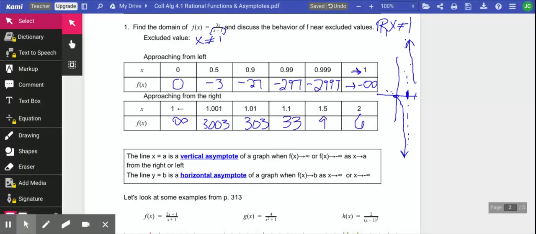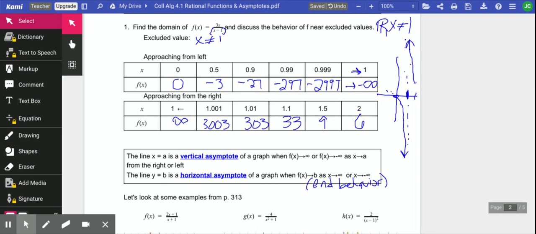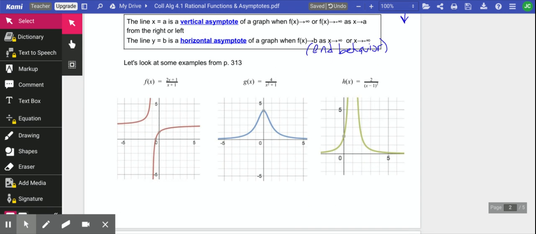Now, we can also have horizontal asymptotes. Horizontal asymptotes are when x approaches infinity or negative infinity. So horizontal asymptotes are really talking about end behavior. As the x's get bigger and bigger, what's happening to the y values? And if it approaches a certain number, we call that a horizontal asymptote. So let's just take a look at a couple of these using the graphs.